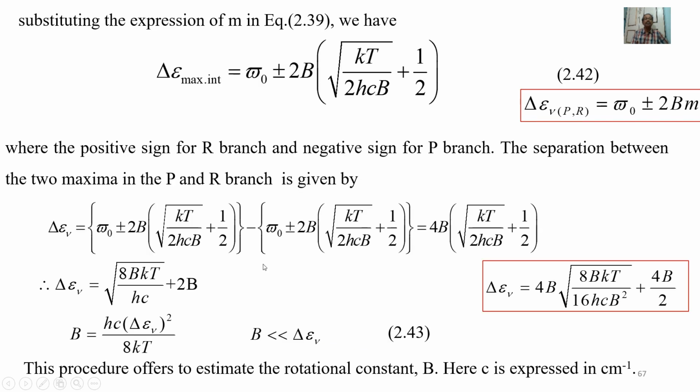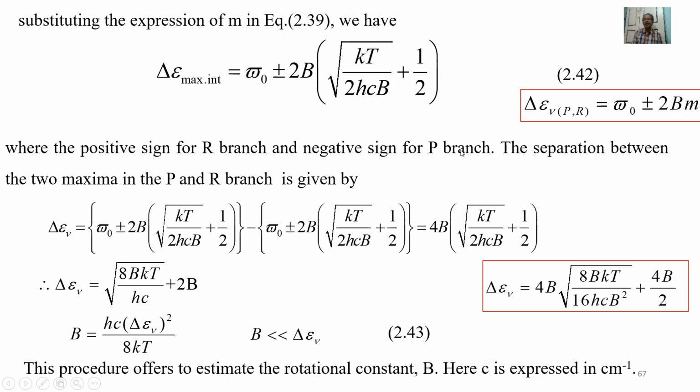Now substitute this expression of M in equation 2.39. So we have equation 2.39 here. You substitute the expression for M here. So we can get the change in wave number with the maximum intensity, which is given as omega naught plus or minus 2B times root of KT divided by 2HCB plus 1 by 2, where the positive sign is for the R branch and the negative sign for the P branch.